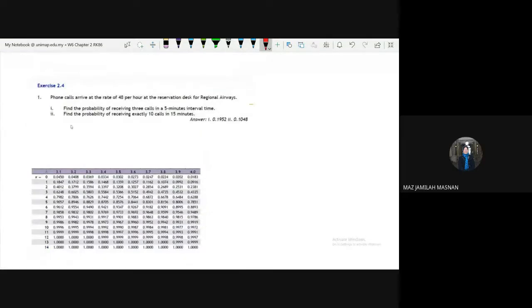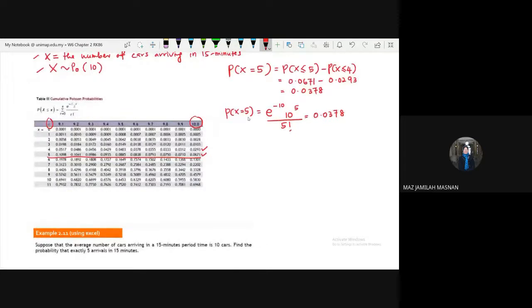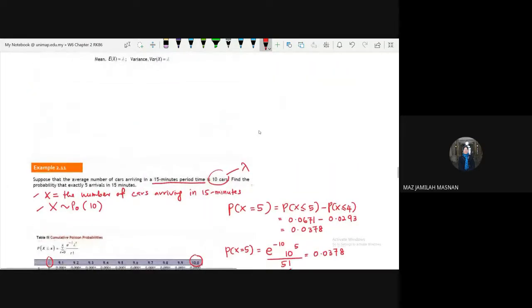Okay, exercise 2.4. This is interesting because, as I mentioned earlier, we are talking about the interval. The interesting part about Poisson is that sometimes the question given to you is in terms of 15 minutes. Now this one means that this is for 15 minutes.